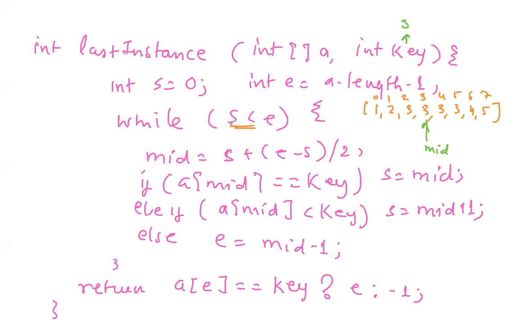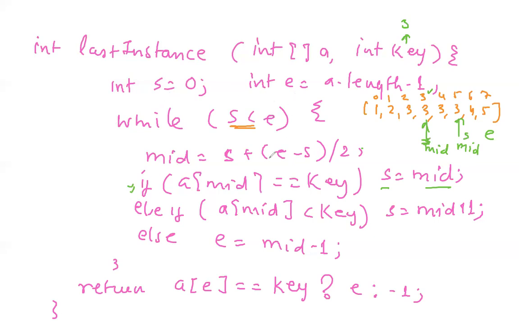So what will happen? S is less than E, yes. Mid is index 3. A of mid equals key, yes. So S will become the mid. So my start is now here, my end is here. Again I come back, I take the mid: 3 plus 7 divided by 2. Again this condition hits because A of mid equals key, great. So my S becomes here.